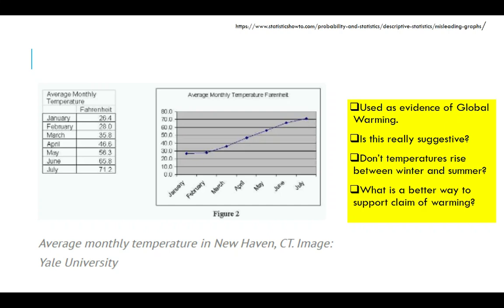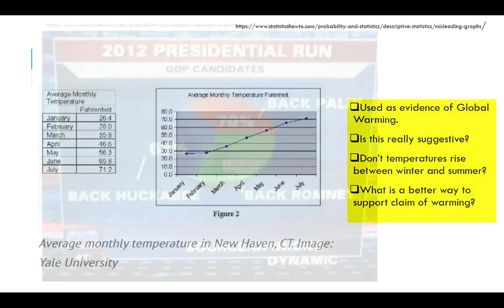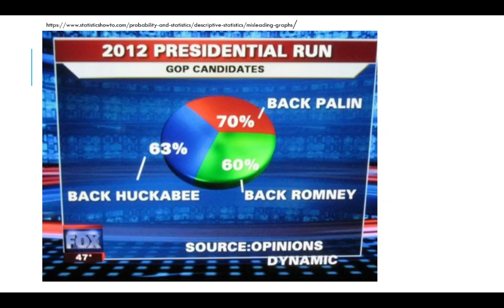So what would be a better way of trying to support the claim of global warming? Well, you can't look from month to month to month. Maybe we need to look at all Januaries over time, all Februaries over time, all Marches, all Aprils, all Mays. If we can show that over time, January has become a warmer month, and February has become a warmer month. March has become a warmer month. By comparing across the same months, then I might be able to get somewhere, or at least say that we're seeing a trend towards warmer temperatures. Maybe I can't say that's evidence of global warming, but I could at least say, look, this is evidence of a warming planet.